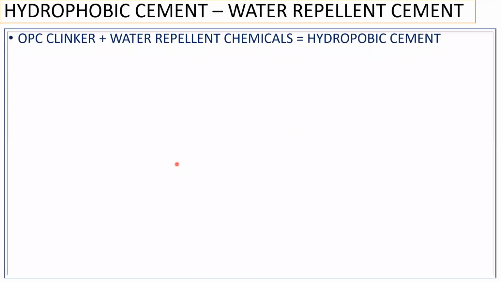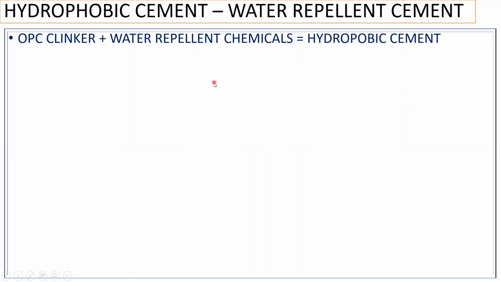So how do you prepare a hydrophobic cement? We need to understand that. We'll take an OPC clinker and try to add water repellent chemicals. Since I need to make it water repellent, I need to add certain water repellent chemicals, and if you add that, then the entire thing is called hydrophobic cement.